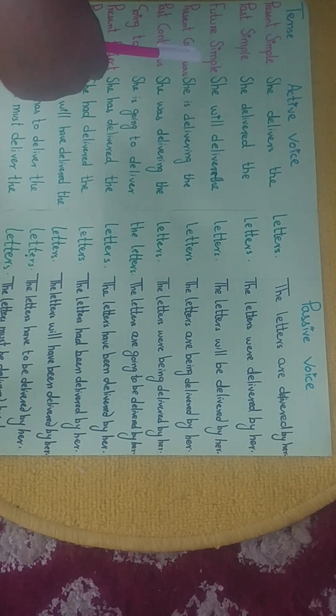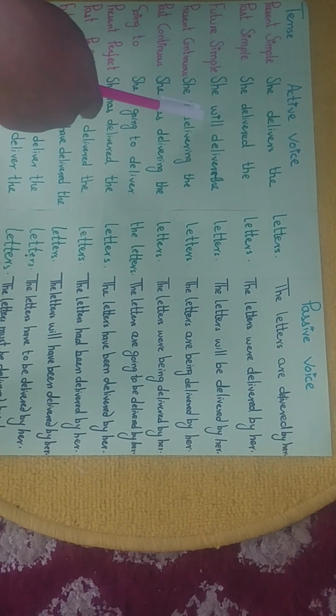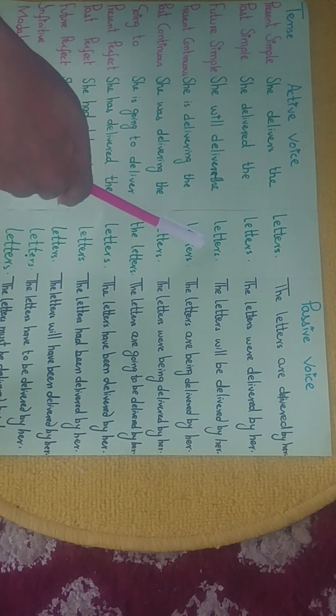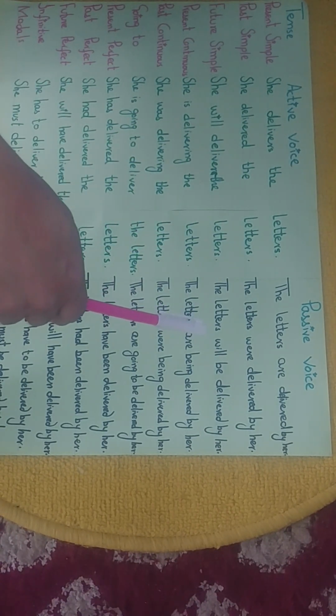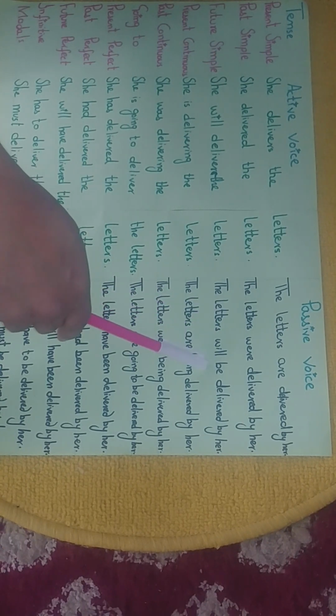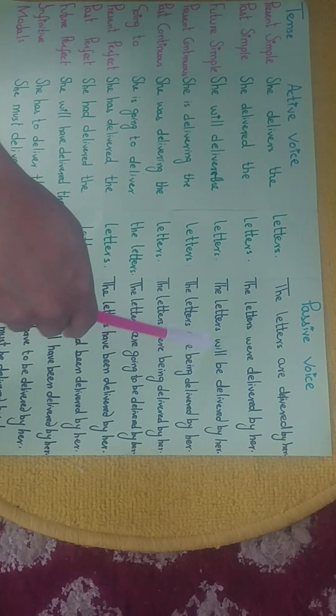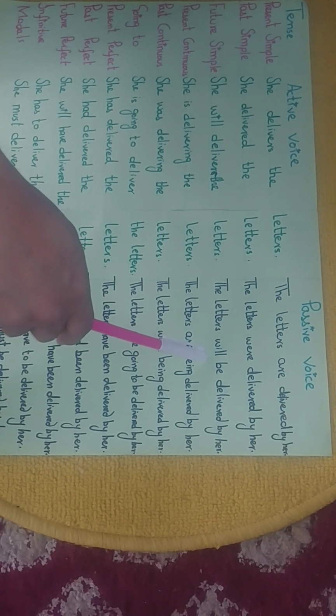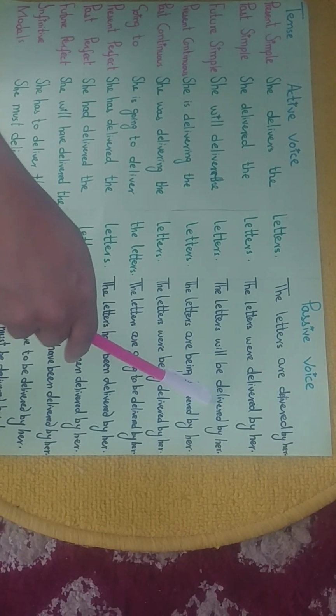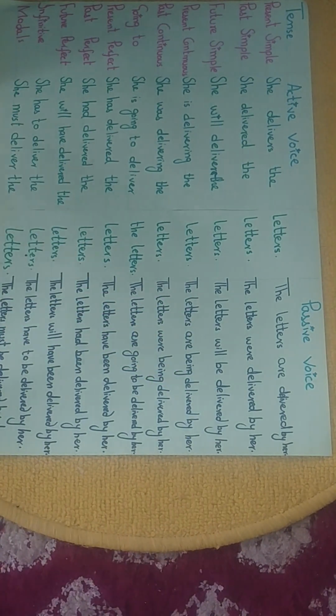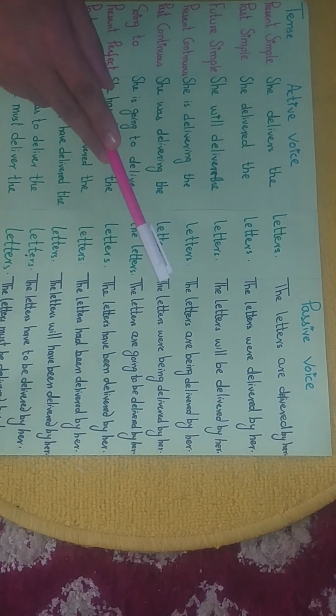Future simple or future indefinite. In future indefinite, in active voice, we use will or shall as helping verbs and we use the first form of the verb. For example, she will deliver the letters. So I have converted this into passive. The letters will be delivered by her. As you can see, subject has taken the place of object and object has taken the place of subject. Will be is the helping verb for passive voice. Use of third form of the verb, as you can see.